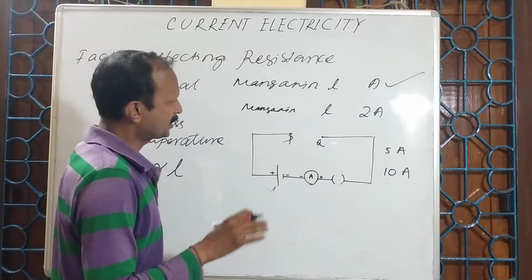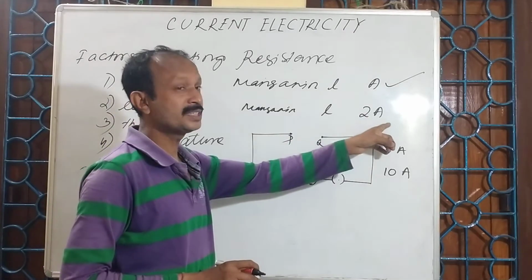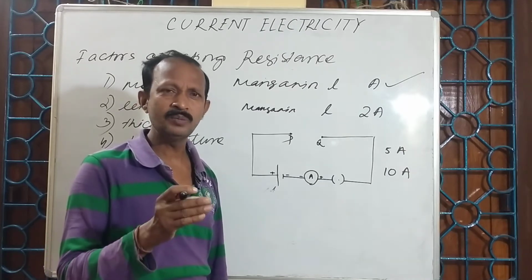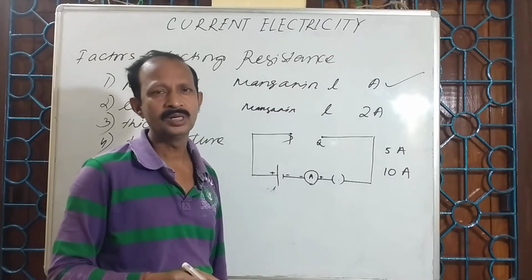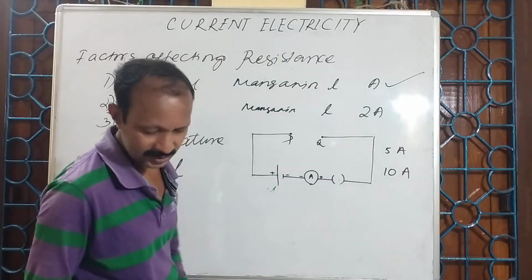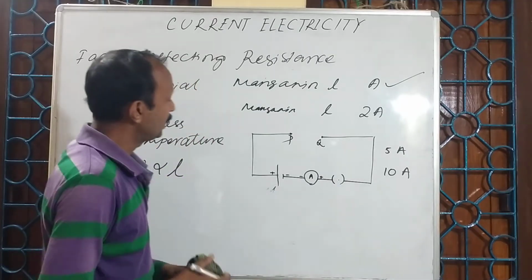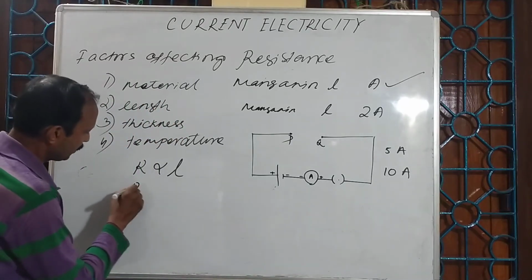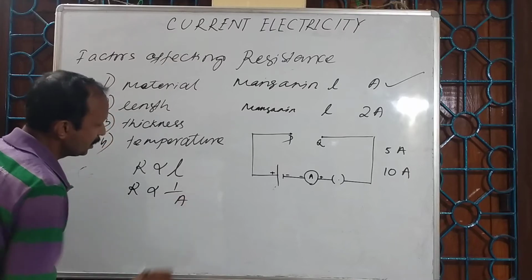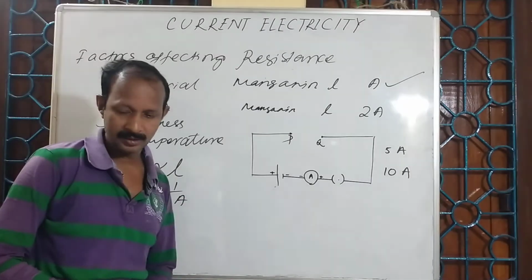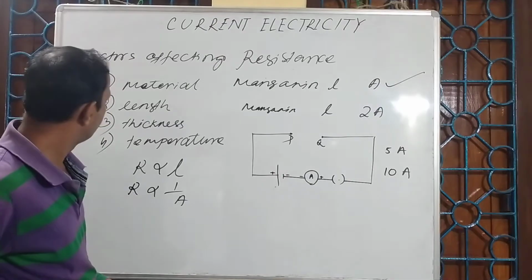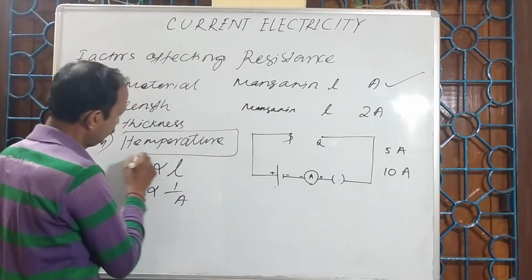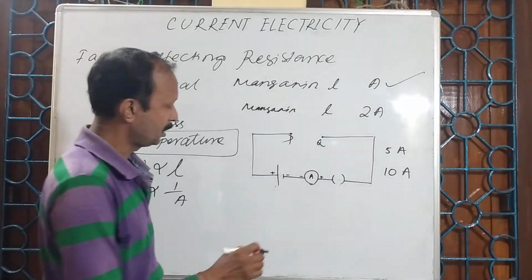The reason is that the thickness is different. When the thickness is more, resistance will be less or current will be more. So I can say that resistance is inversely proportional to the area of cross section. Let us come to the fourth point, that is about the temperature.